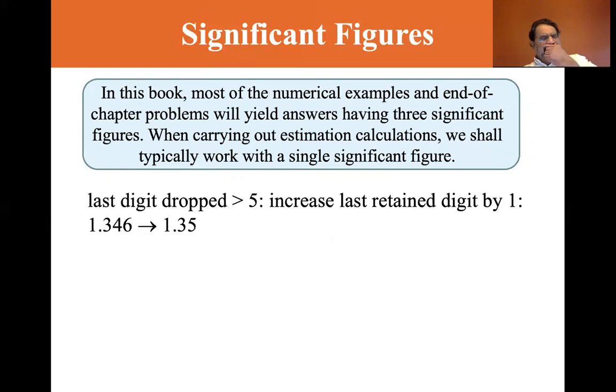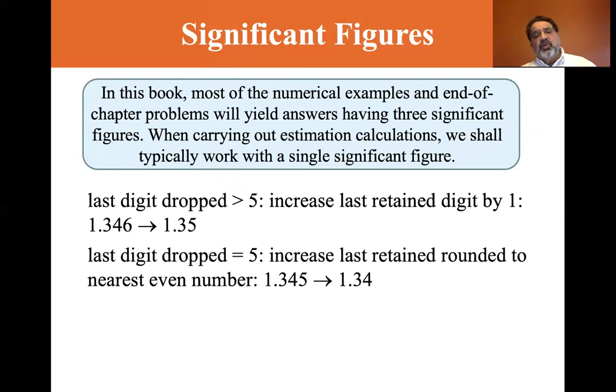So now this is their rounding method. I use the old-fashioned rounding method. If it's greater than 5, you increase the last retained digit by 1. 1.346 rounds to 1.35. The last digit is dropped. If it equals 5, increase the last retained digit, rounding to the nearest even number. 1.345 equals 1.34. I would have said 1.35, and I'll continue to do that.